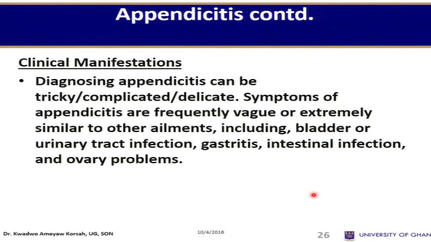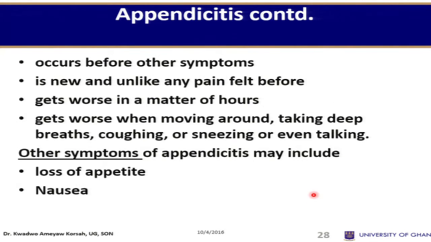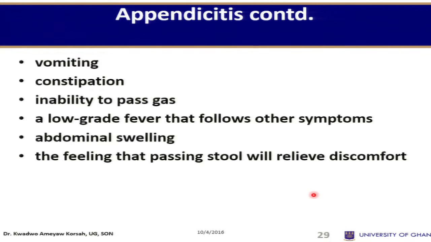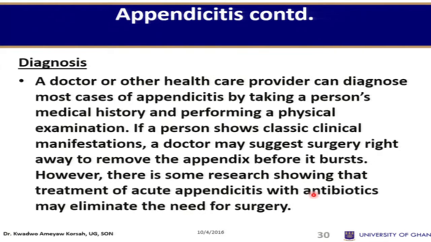Clinical manifestations: diagnosing appendicitis can be tricky, complicated and delicate, and the symptoms of appendicitis are frequent, vague, or extremely similar to other ailments, including bladder or urinary tract infections, gastritis, intestinal infection, and ovary problems. There are other factors that we can also look at. Other symptoms like loss of appetite, nausea, vomiting, constipation, and other possible symptoms.